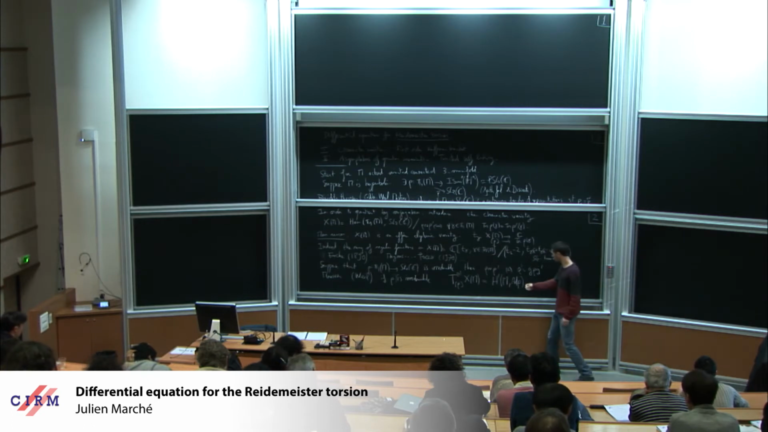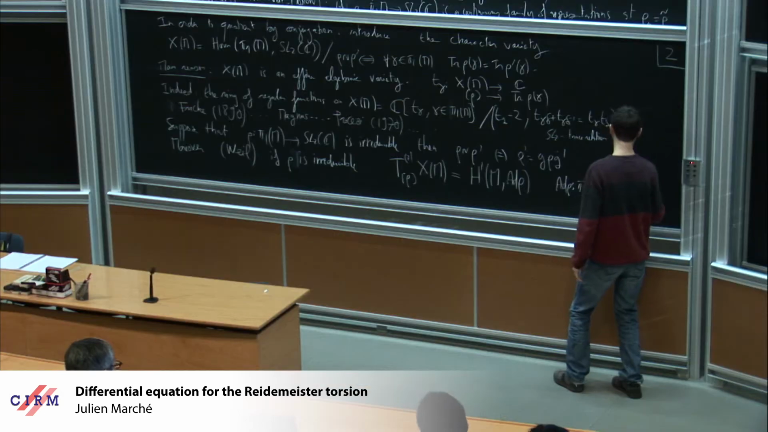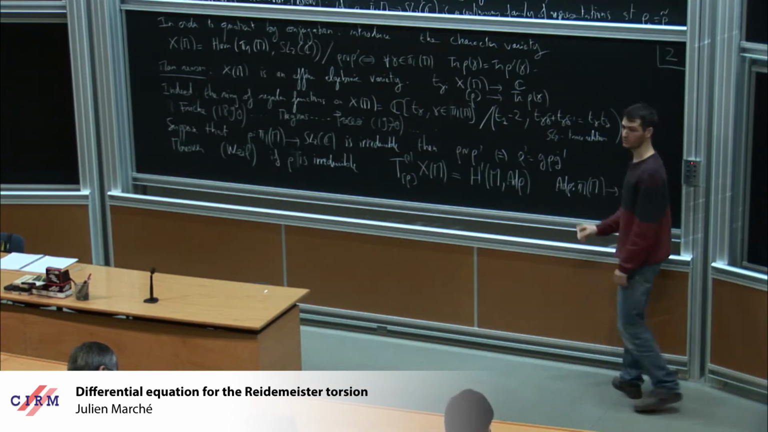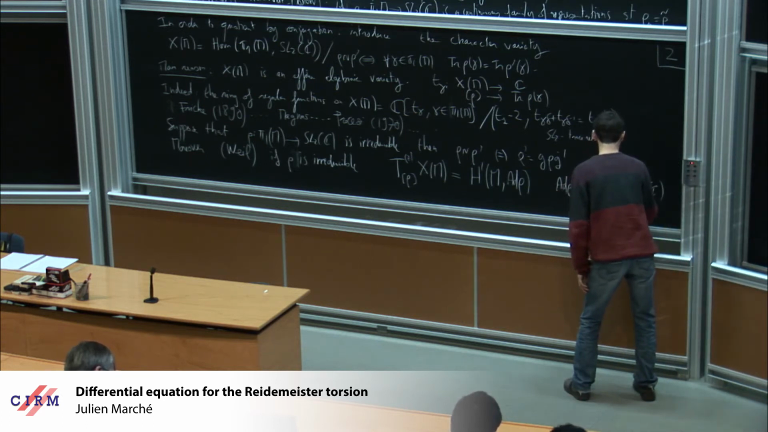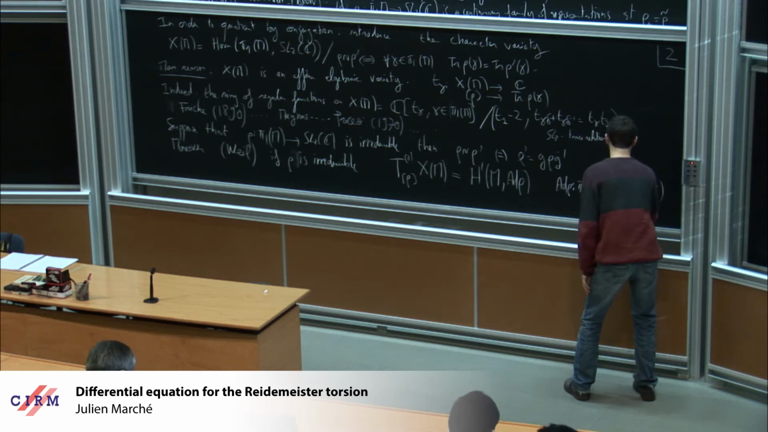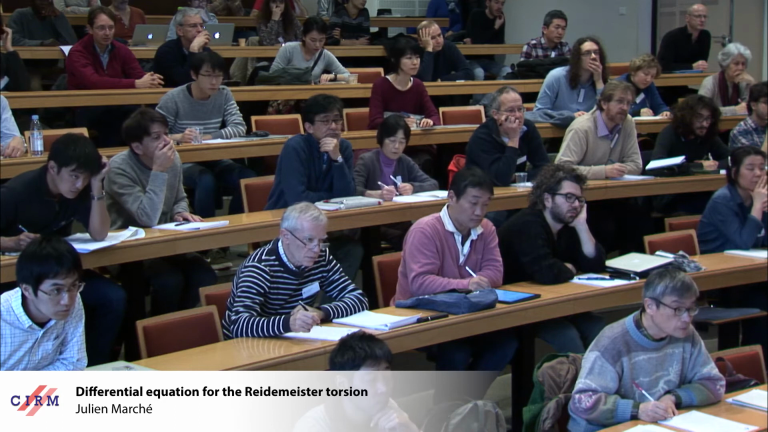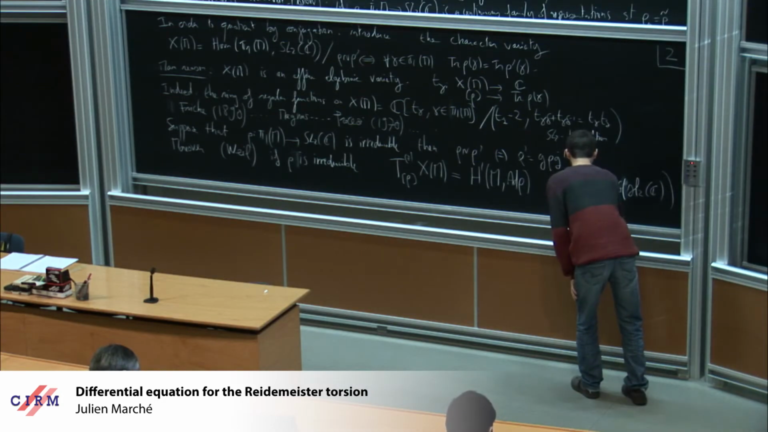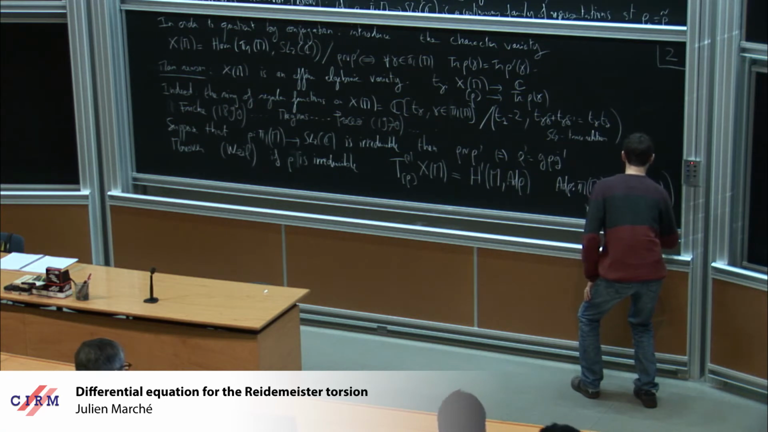So what is ad rho? It's just a representation from pi1 of M to SL2C, given by conjugation, acting on SL2C by conjugation. Okay, this is an adjoint representation. So gamma acting on psi is rho of gamma psi rho of gamma inverse.